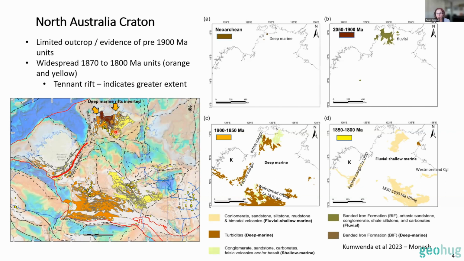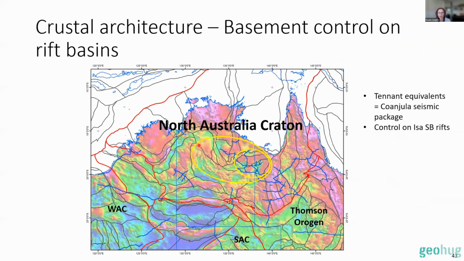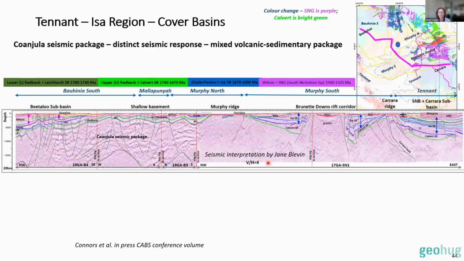So this is from the Monash group, and summarizing, they just subdivided the main age packages. The ones we're interested in here are in orange, less than 1900 to 1850, and then in yellow. And so we can see here in the Tennant area, we can extend through to the Tennant area and then to the north, providing a much wider range. So we'll just look at that in a bit more detail.